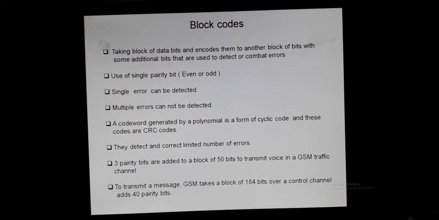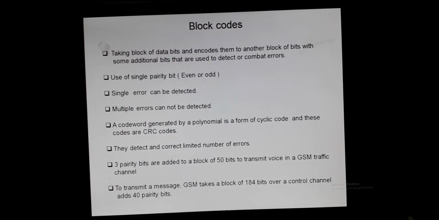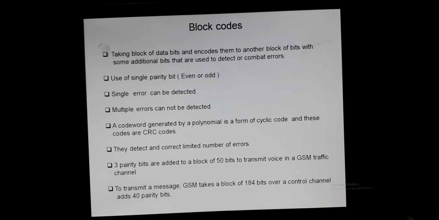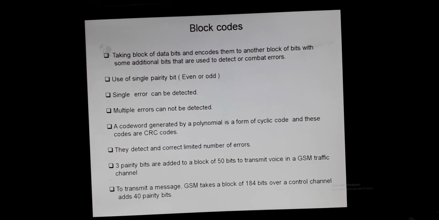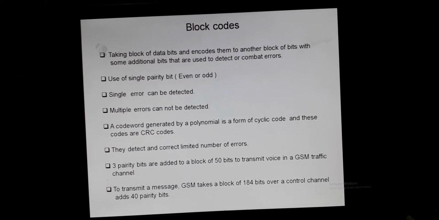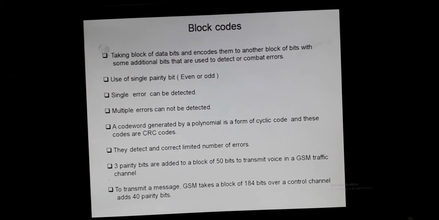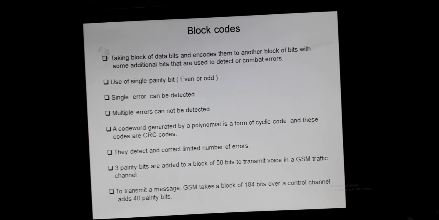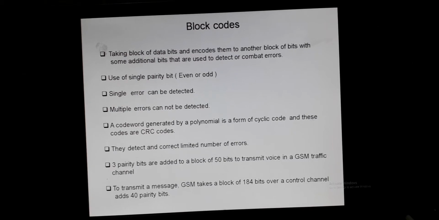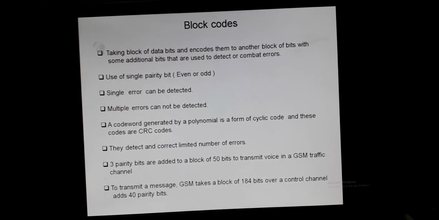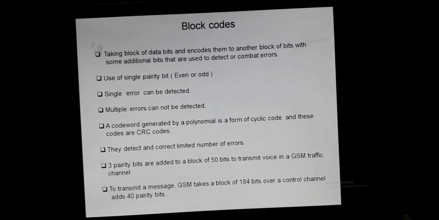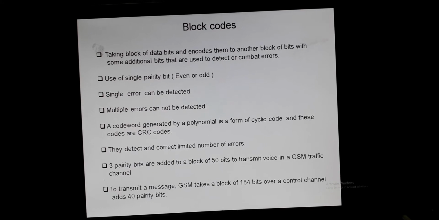Block code has parity bits, even or odd parity decides how many number of ones are there. But using block codes, you can only detect single errors. Multiple errors cannot be detected. So that's the big disadvantage of block code. Code word is generated in the form of cyclic code or cyclic redundancy check bits.